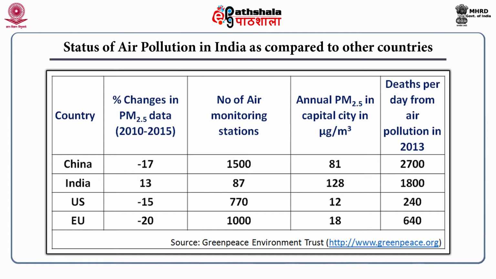Let me have a look at the annual PM 2.5 levels in the capital city of different countries. In China, annual PM 2.5 in the capital city has been found to be 81 microgram per meter cube, whereas in India it has been found to be 128 microgram per meter cube, whereas in the United States the level of PM 2.5 in the capital city was just 12 microgram per meter cube. So, this shows that the level of air pollution is increasing and the level is quite high as compared to other developed and developing nations.